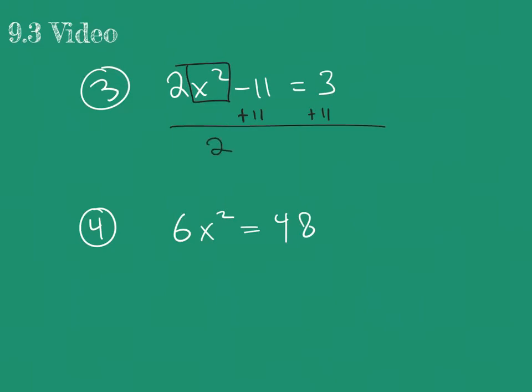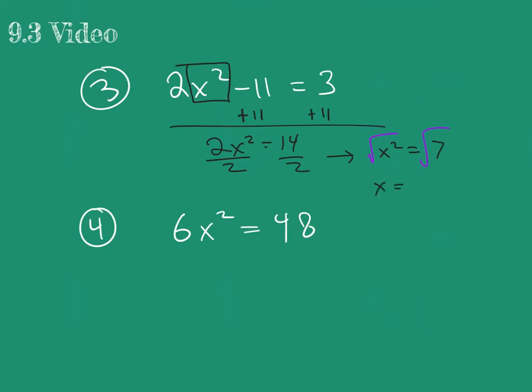So when I do that, I get 2x squared equals 14. And now I can divide both sides by 2, because it's 2 times x squared, so I'm going to undo it by dividing. And that's going to lead me to x squared equals 7. All right. To get x alone now, I square root both sides. Once you get x squared alone, that's when you go to the step of square rooting both sides. So just like we said before, the square root of x squared is x.